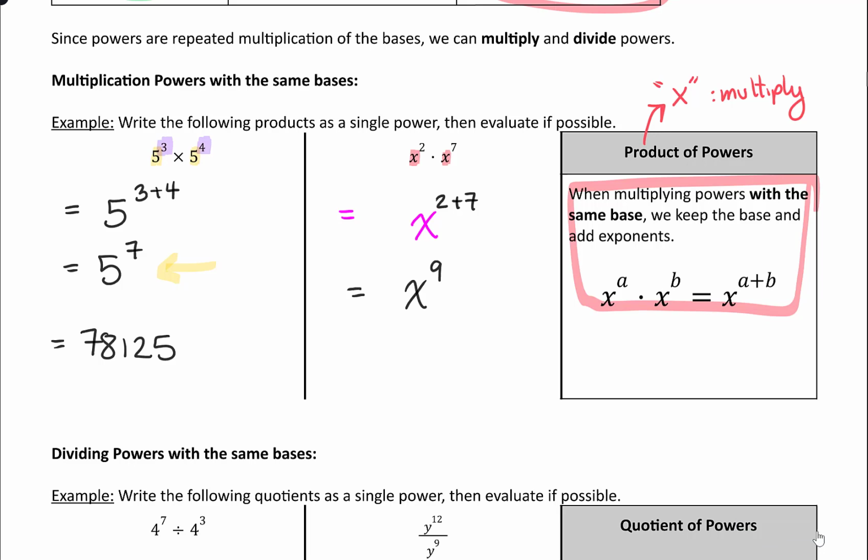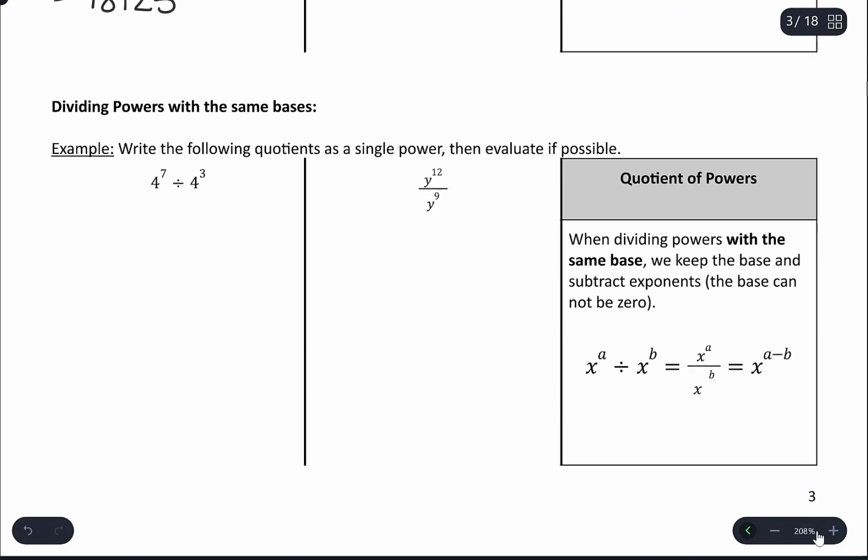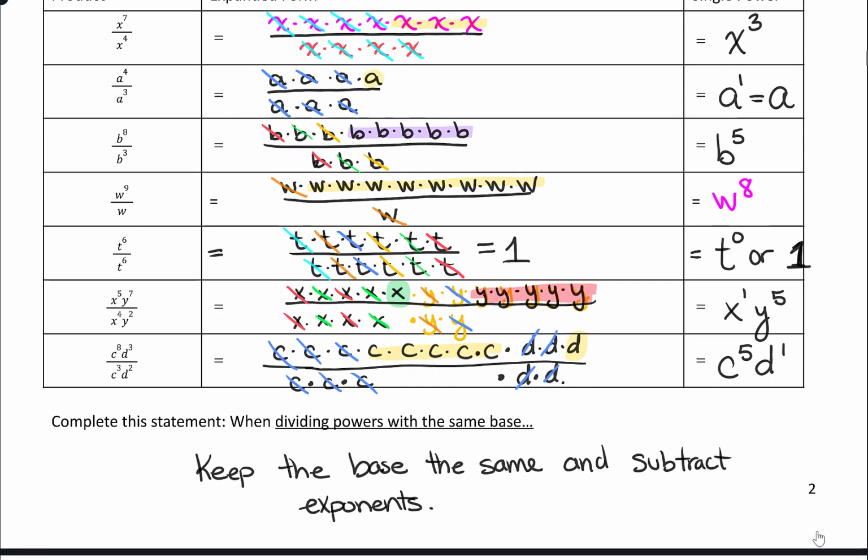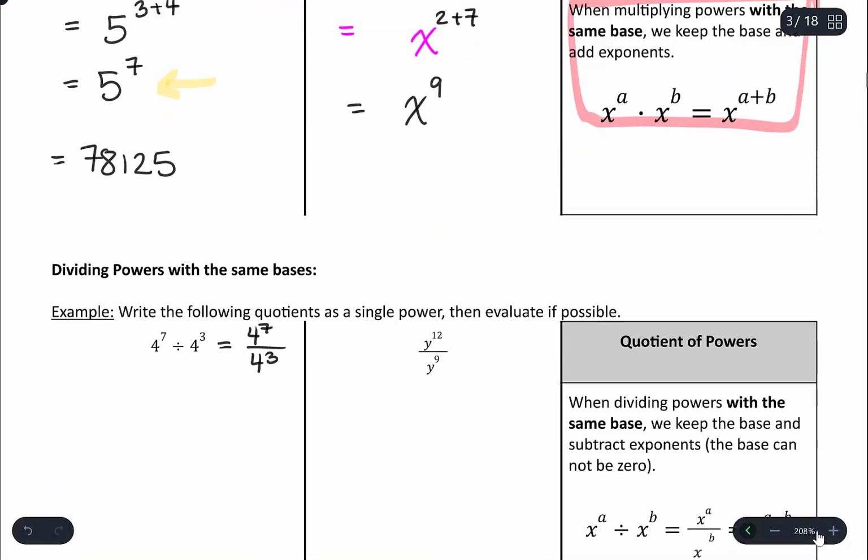Okay, so let's try this with dividing powers. Now, division, we need to remember, is written this way, or I can write it as 4 to the exponent 7 divided by 4 to the exponent 3. And in our investigation, we came up with a rule. We said, hey, keep the bases the same and subtract the exponents. So let's try that with this example.